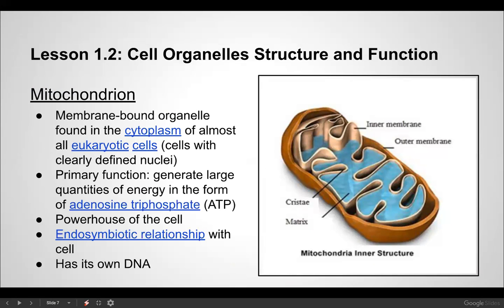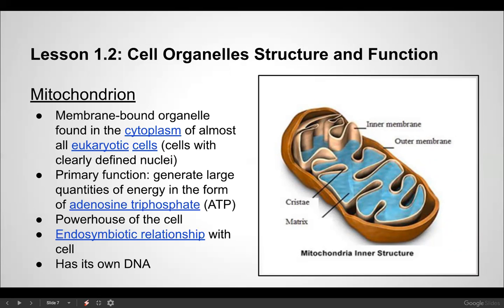This organelle is known as the mitochondria. The mitochondria provides the energy for our system. It's able to undergo some part of respiration and produce ATP. It's a membrane-bound organelle found in the cytoplasm of almost every eukaryotic cell that has a nucleus.